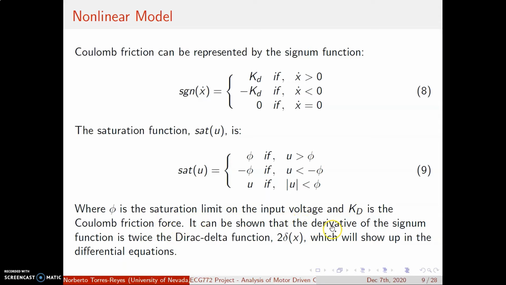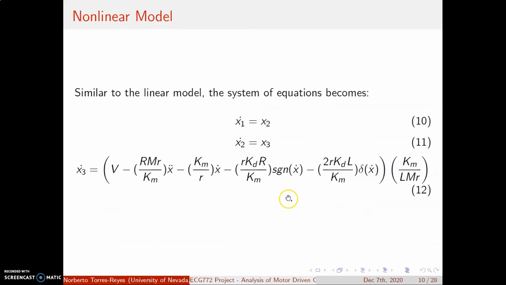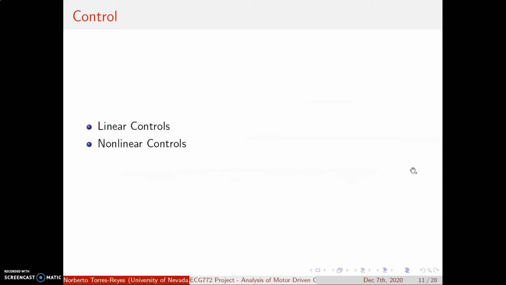And it can be shown that the derivative of the signum function is twice the Dirac delta function, or 2 times the impulse function. This is going to show up in the differential equations for the nonlinear model. So similar to the linear model, the system of equations becomes x1 dot equals x2, x2 dot equals x3, and x3 dot equals the dynamics. So for the controls, we have both linear controls and nonlinear controls.